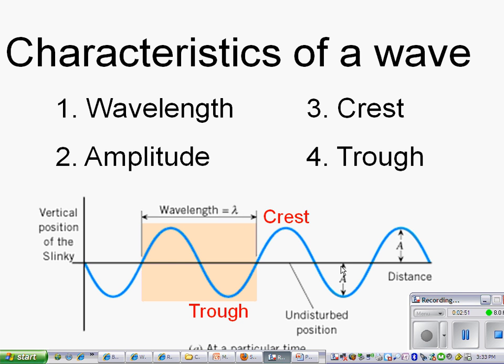The amplitude is measured from this middle line to the trough, or from this middle line up to the crest. It's not the whole distance, it's from this middle line, this equilibrium line. And you'll see here that a crest is the very top point and the trough is the very bottom point. And this black line is where this wave would be if it was undisturbed, if this was water, or a slinky.